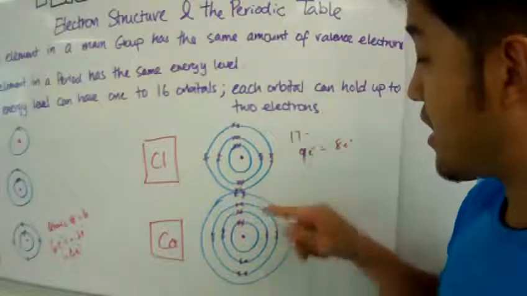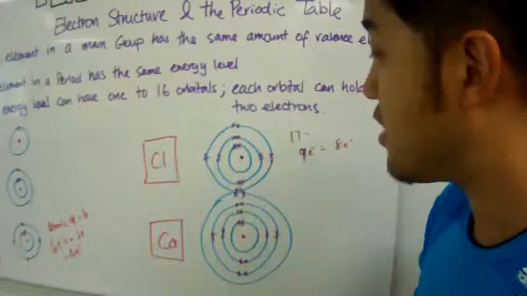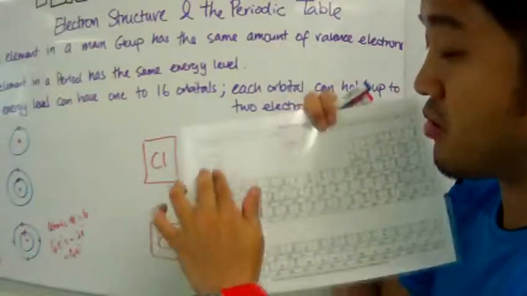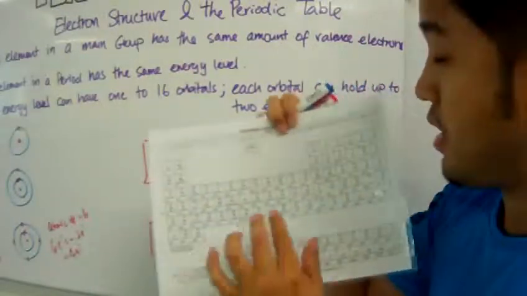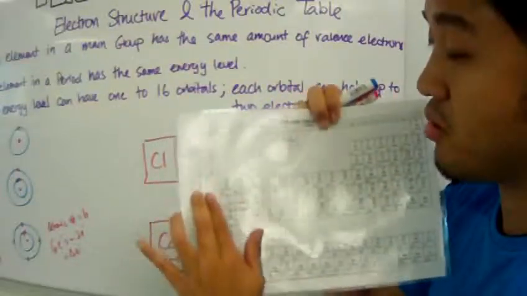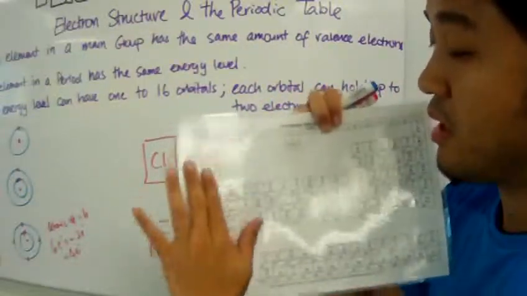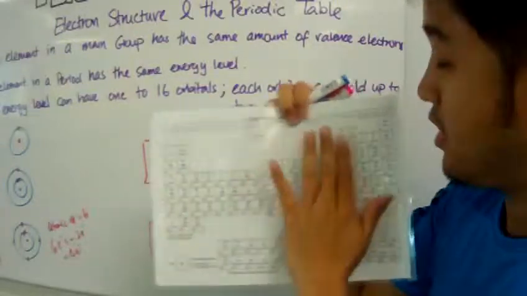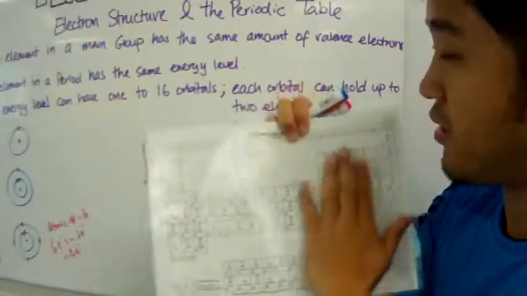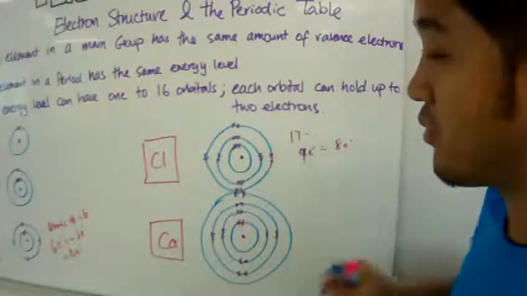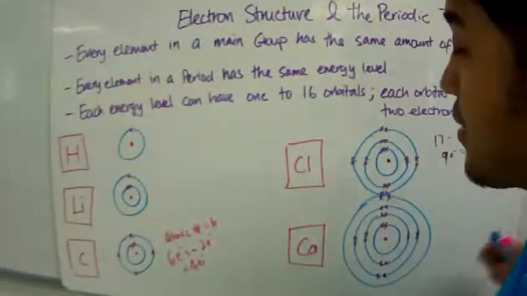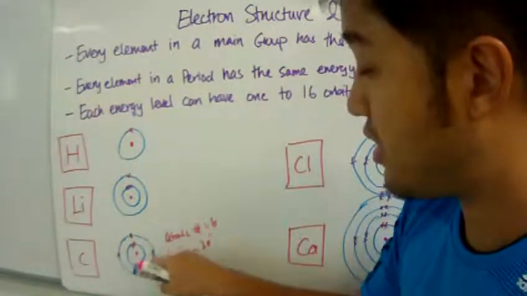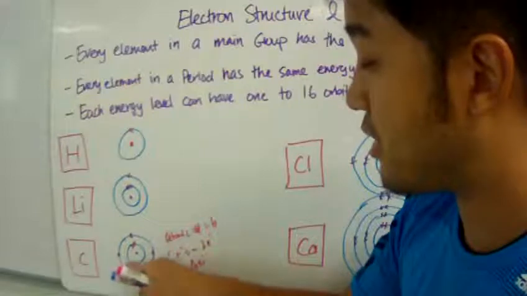Now, why did I draw these 2 electrons together? It's because the first 2 electrons will fill this orbital here, and then the other 6 will fill up the rest of the orbitals. So in actual fact, when I talk about carbon, I should draw the first 2 electrons here, and then the other 2 over somewhere else.